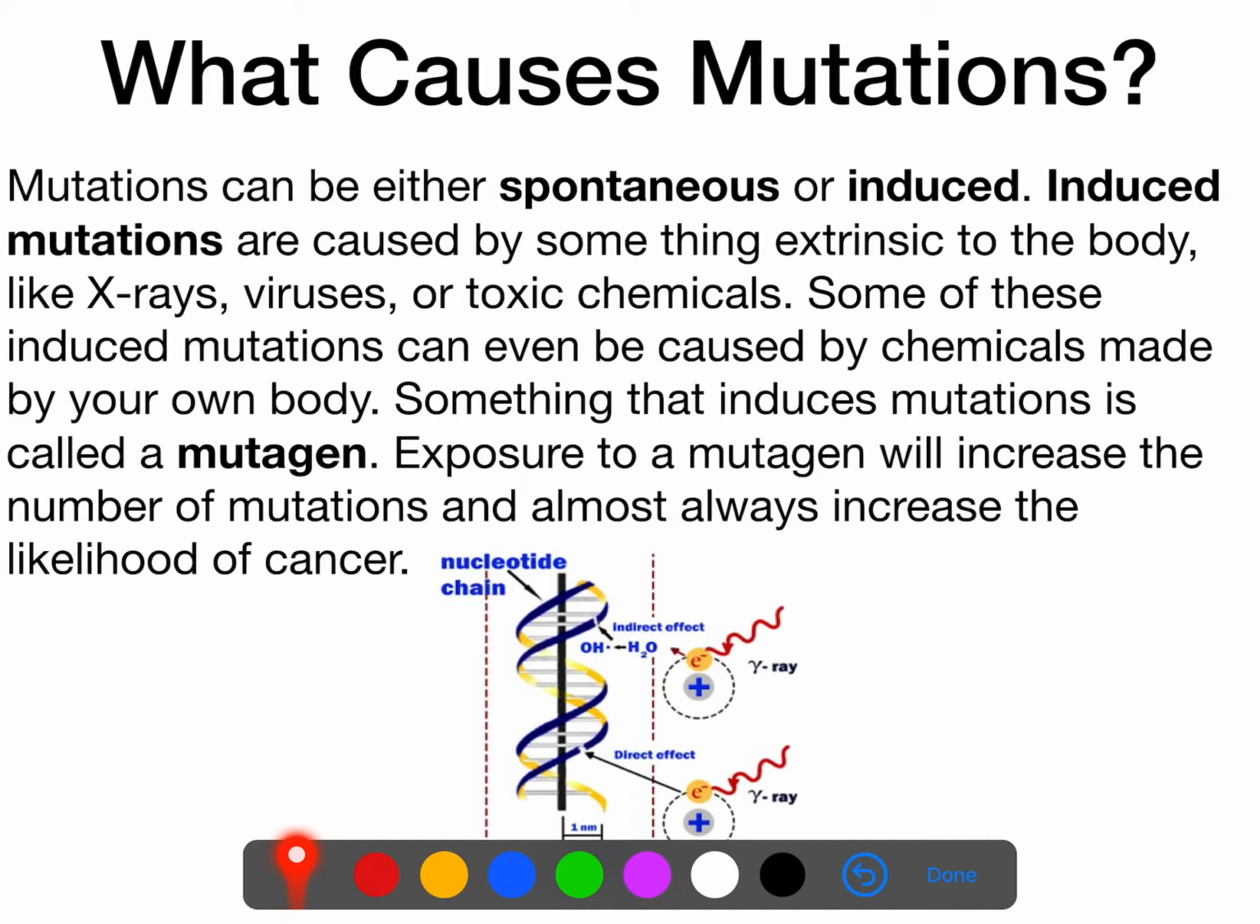These are mutations that are caused by a thing, usually a thing external to the body. This could be X-rays, or an infection like viruses, or toxic chemicals in the environment or whatever. This is a thing that causes an increase in mutations in your body. Some of these induced mutations can be caused by chemicals made in your own body. Yeah, but most of them are going to come from outside.